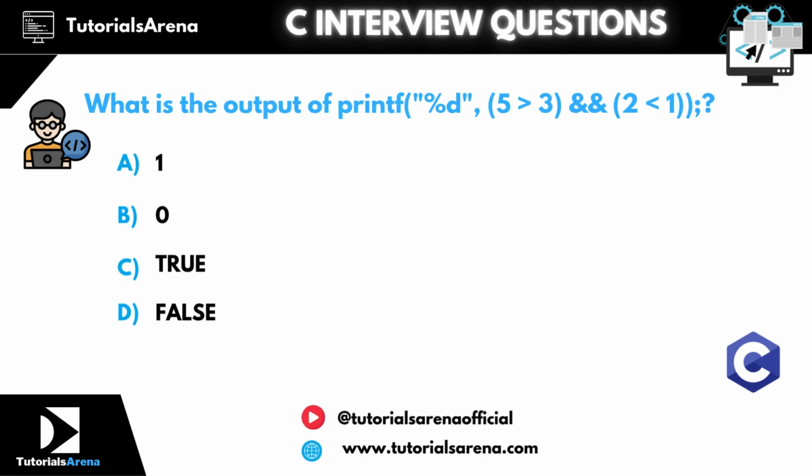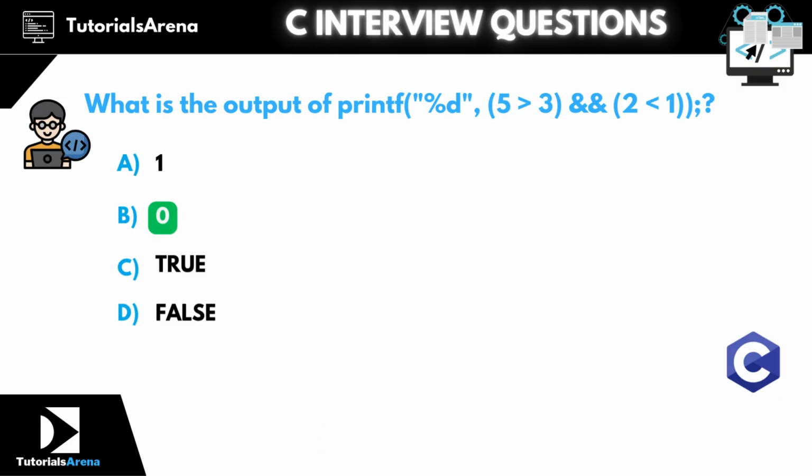Question 14. What is the output of this print statement? Option A, 1. Option B, 0. Option C, true. Option D, false. The correct answer is option B, 0. Moving on to the next question.